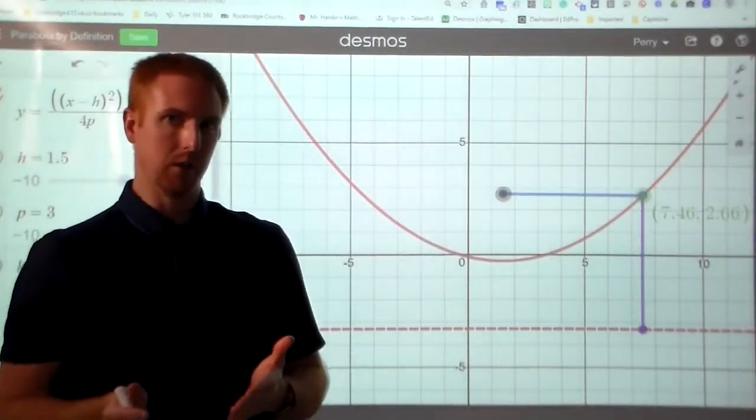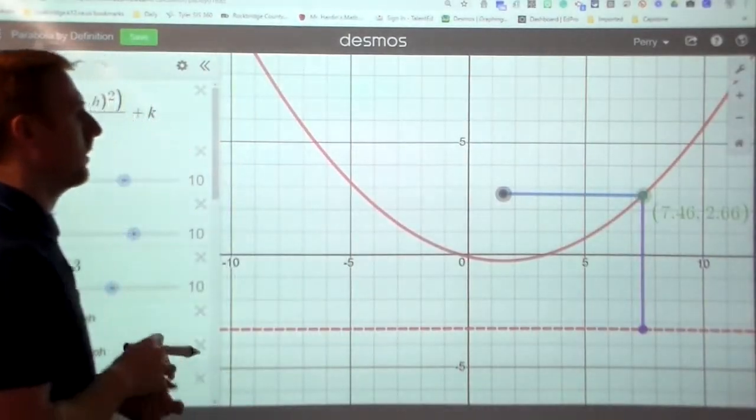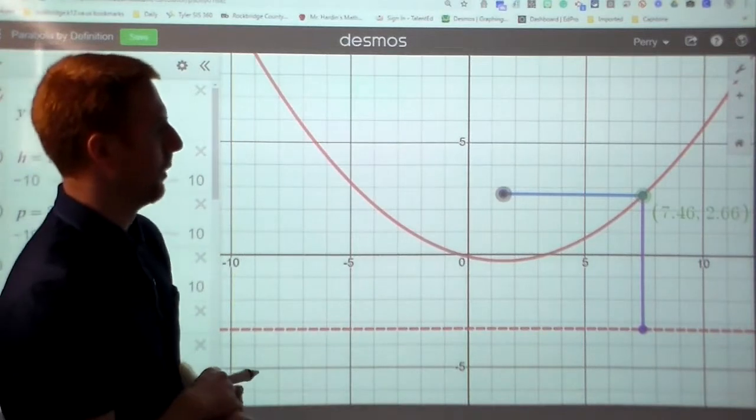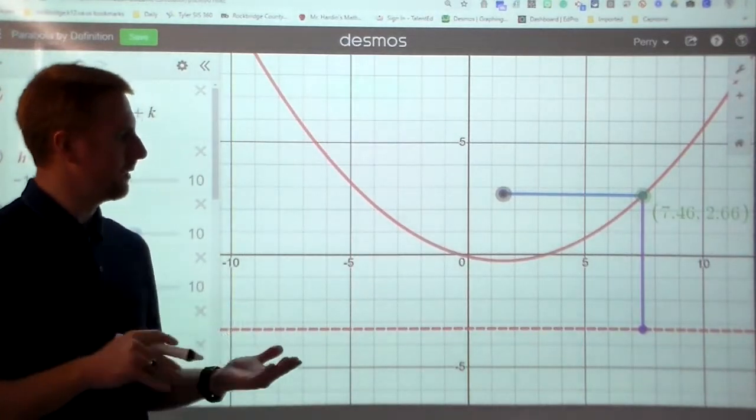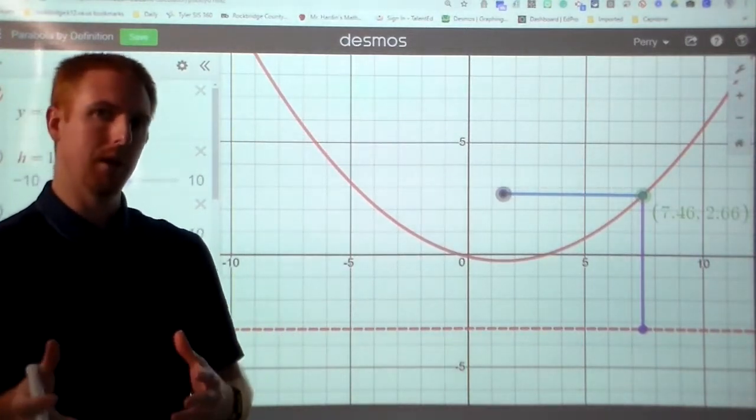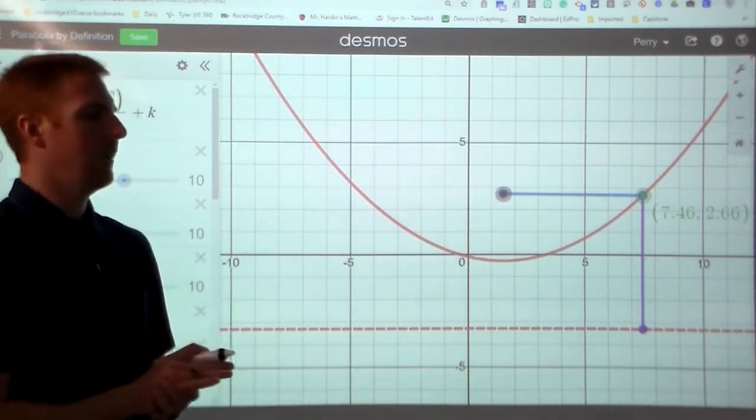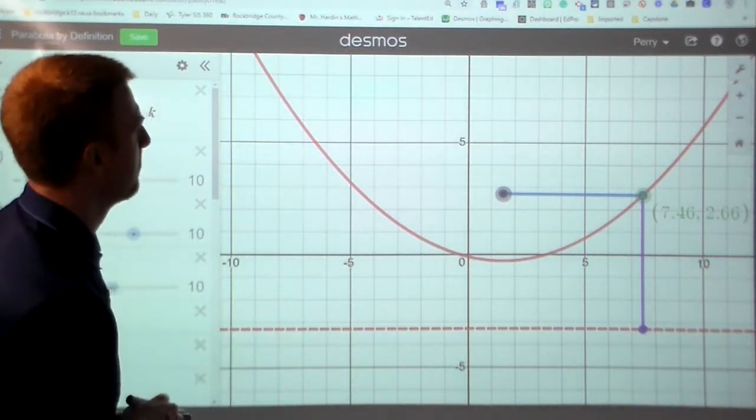All right, in this part we're going to take a close look at parabolas, and we're going to look at it in a way you probably never looked at it before. We're going to look at some properties you probably never examined, maybe you have a little bit, but we're going to take it a little bit deeper.